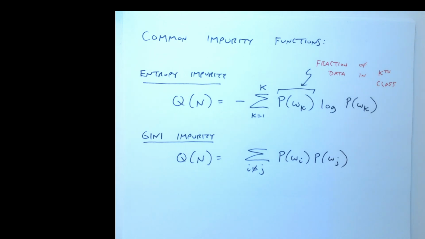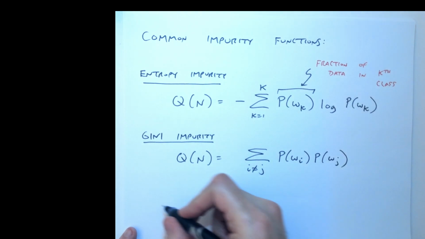The key concept for each of these impurity functions is that when the classes are uniformly split inside the node, that's the worst case scenario, and the impurity is highest. When the data is all from the same class, the impurity is lowest. We want to maximize the purity, which means we're minimizing the impurity.